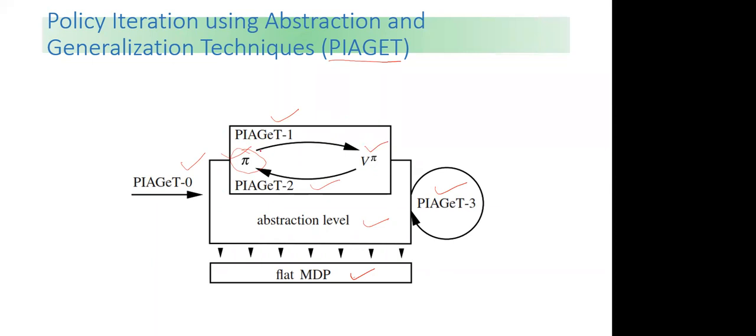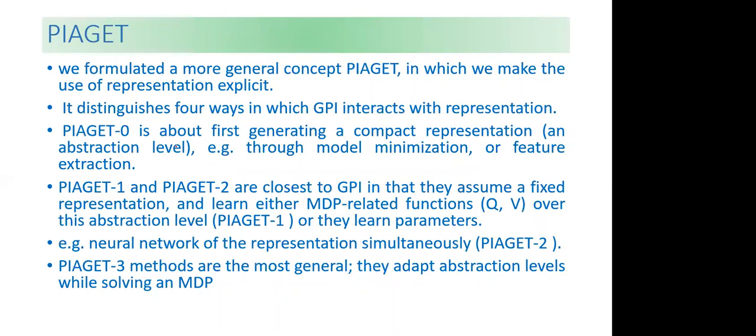Whatever the policy evolution, this thing will be there and will be going on. But before this, we started with Pygate 0 and then compared it with Pygate 3 in terms of their abstraction level and flat MDP. Now, in detail, we will study how Pygate 0, 1, 2, 3 are significant, how they relate to the abstraction level, and what the flat MDP will be. So first, what is Pygate?